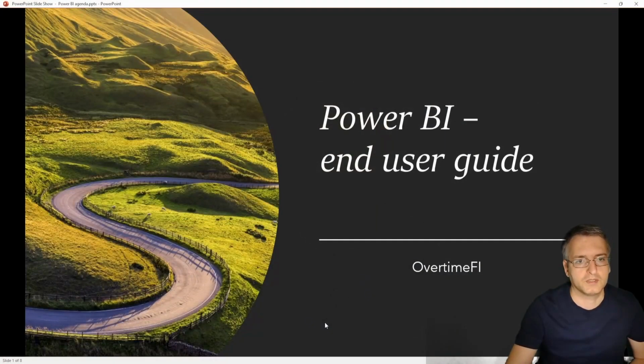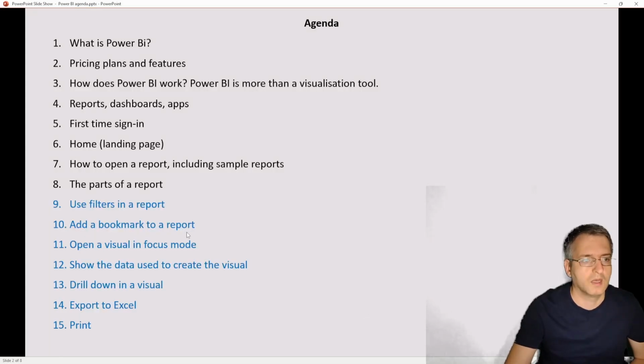Welcome to the fifth and last part of my Power BI series aimed at end users. Today we're going to explore how to work with reports. More specifically, we're going to talk about how to use filters in a report. Then once you apply the filters, how to save it as a view, so how to bookmark it. We're then going to discuss how to drill down in a visual, and then how to export to Excel.